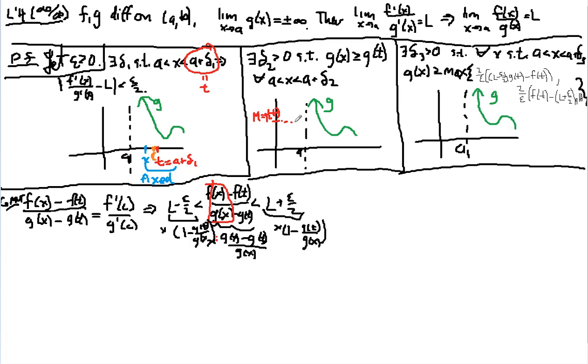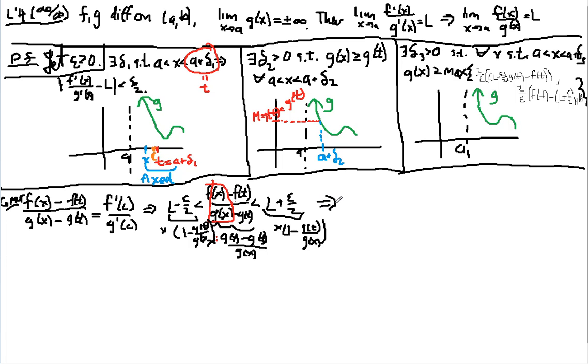So if I pick m equal to g of t, since the limit is infinity, that says that there has to be some delta such that as long as I'm within a plus delta 2 of it, I'm going to be higher than g of t. That guarantees that 1 minus g of t over g of x is going to be positive, because g of x is bigger than g of t, so this thing is less than 1, so I get 1 minus something less than 1. That ensures that everything's positive. So that's where my delta 2 comes in.